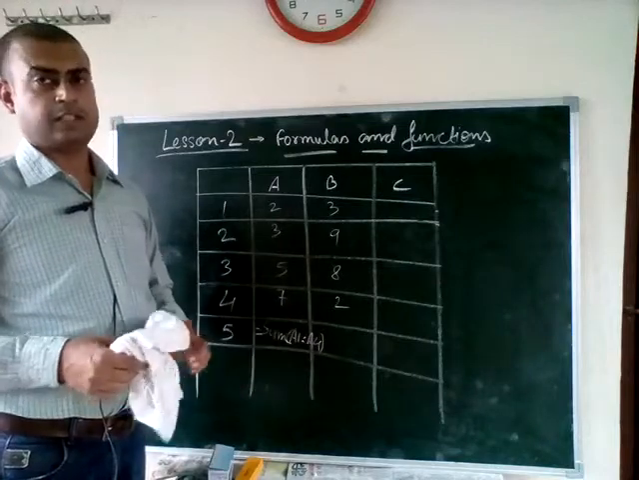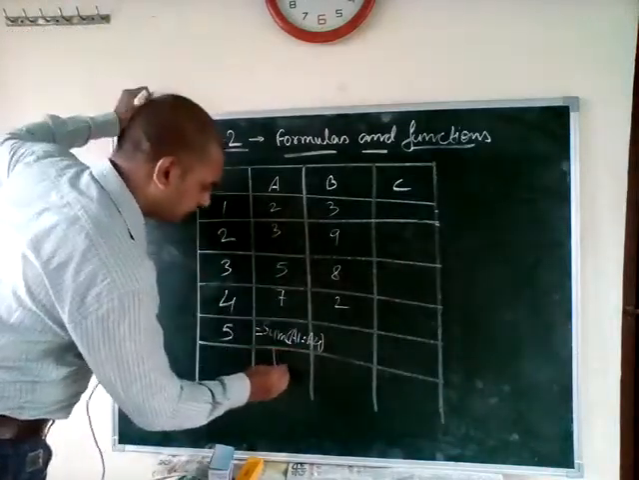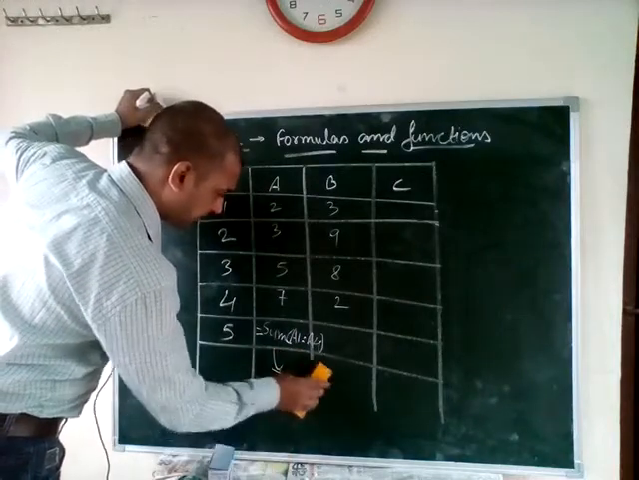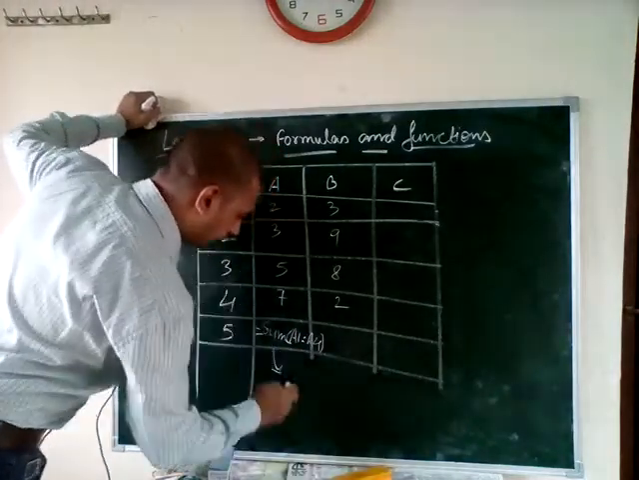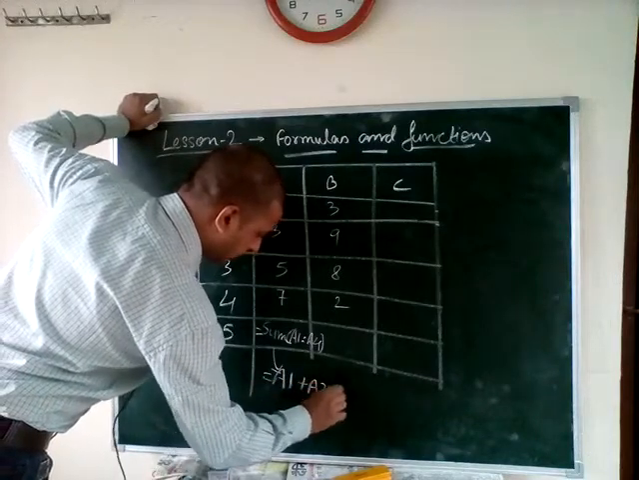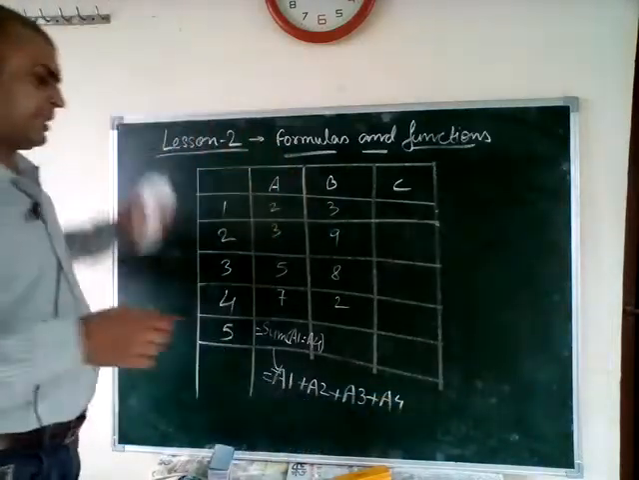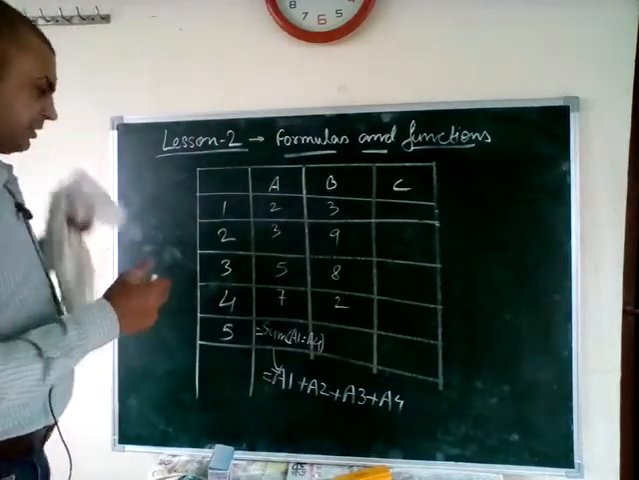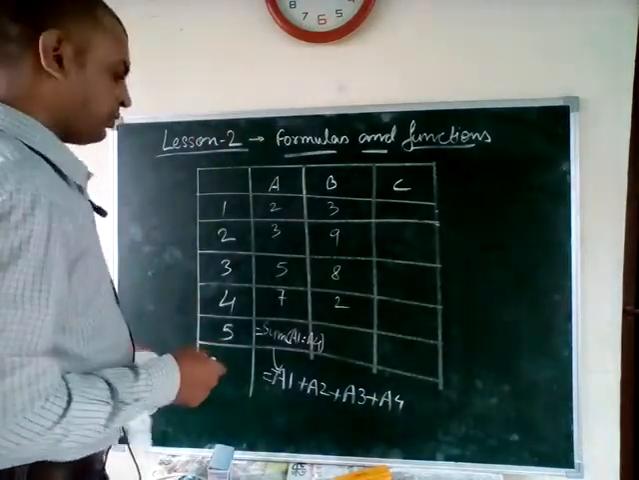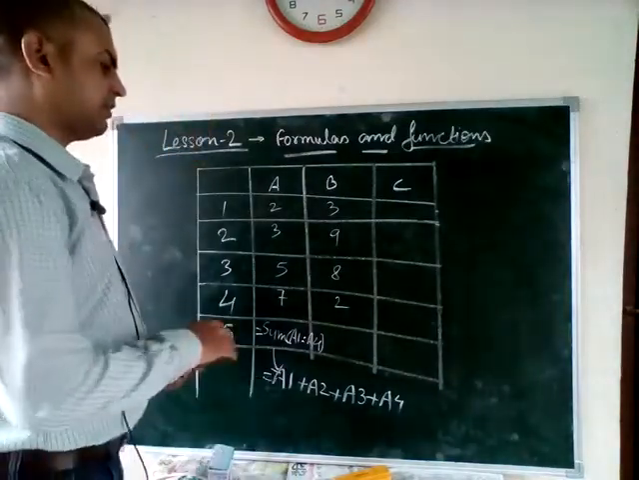Manually also you can write it, equal to, as I am showing you here: A1 plus A2 plus A3 plus A4, we can write like this. So this is the manual way of writing the formula, and this is the function which we have written.